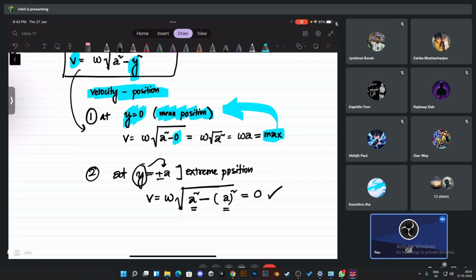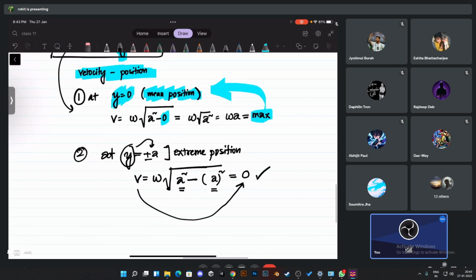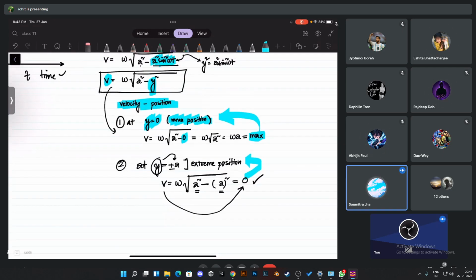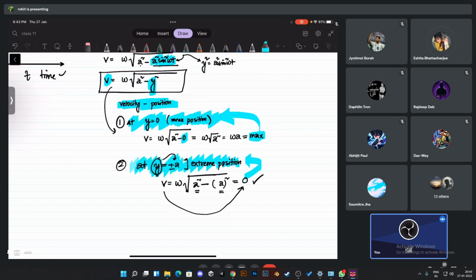So what does it mean, guys? Velocity is zero at extreme positions. Very good. And this is another characteristic of simple harmonic motion. This will happen. That's what we're actually dealing with.